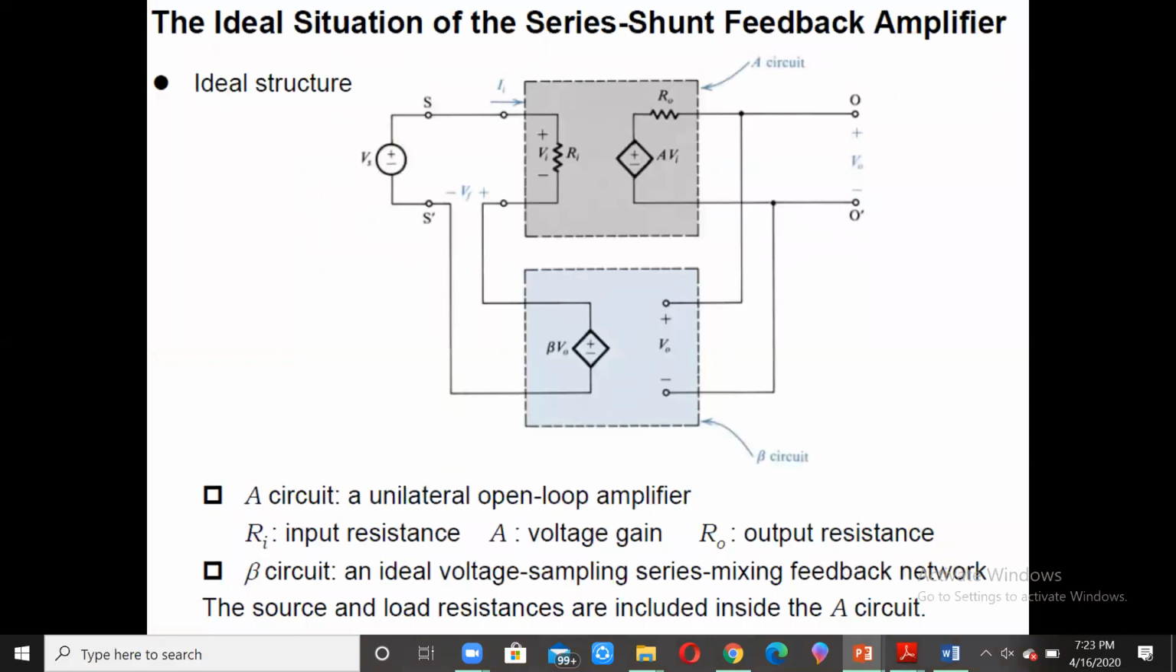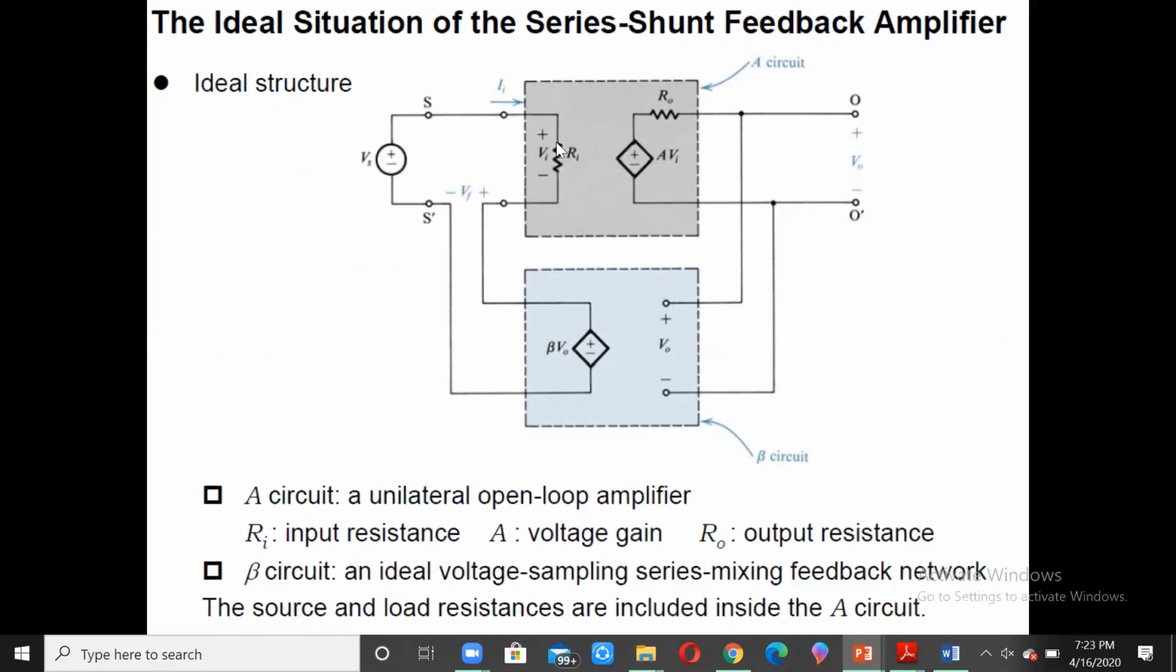We have two situations here. One is the ideal situation and another is the practical situation. In the ideal situation of the series shunt topology feedback amplifier, the amplifier is replaced by this model, and the feedback network is replaced by this model.